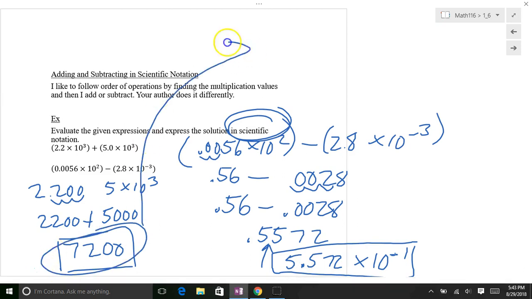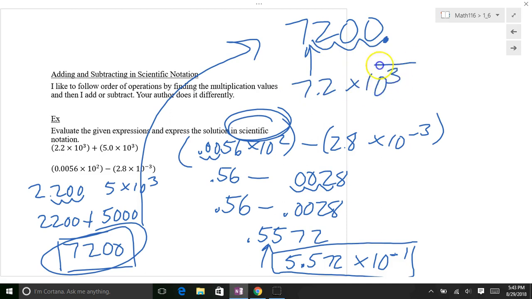I just realized that 7,200, that's not scientific notation. We need to put it right there between the 7 and the 2. Right now it's right here, 7,200. So move it over 1, 2, 3. Okay.